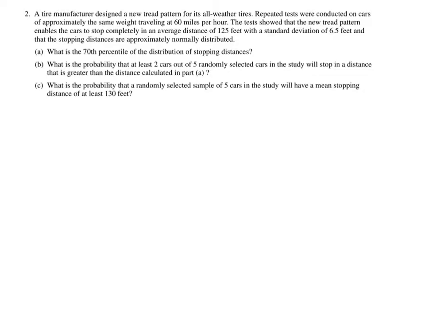So your average is 125 feet with a standard deviation of 6.5 feet. And the stopping distances are approximately normally distributed. So that's a big clue that we're going to be using a z-score and normal CDF to find that probability. So what is the 70th percentile of this distribution of stopping distances?